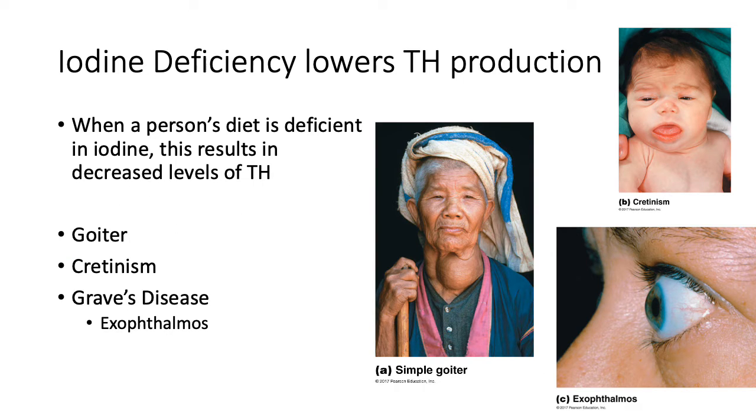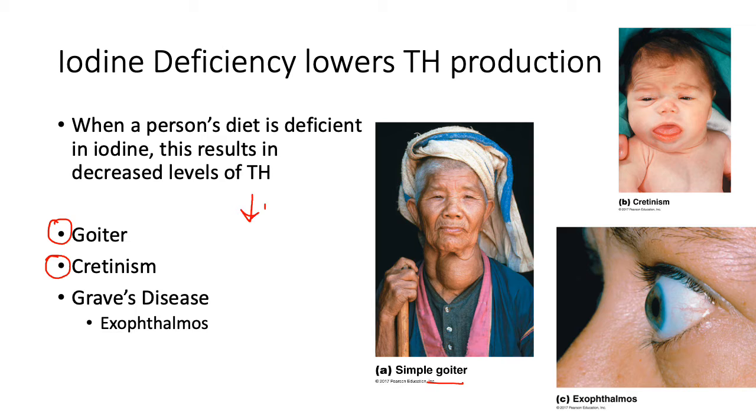So iodine is actually considered a trace element. We don't need a ton of it in our body, but it is very important, specifically for the production of thyroid hormone. So it is something that we do need to have in our diet. When a person's diet is deficient in iodine, this is going to decrease the levels of thyroid hormone that a person has. And some disorders that can arise because of decreased levels of thyroid hormone are goiter or cretinism.